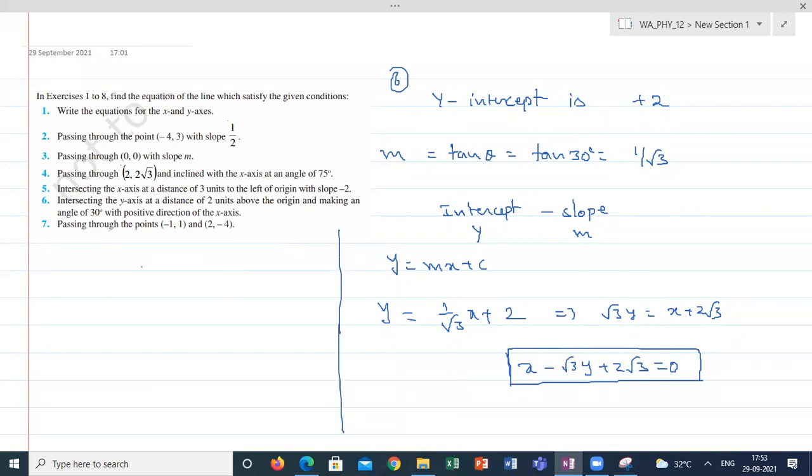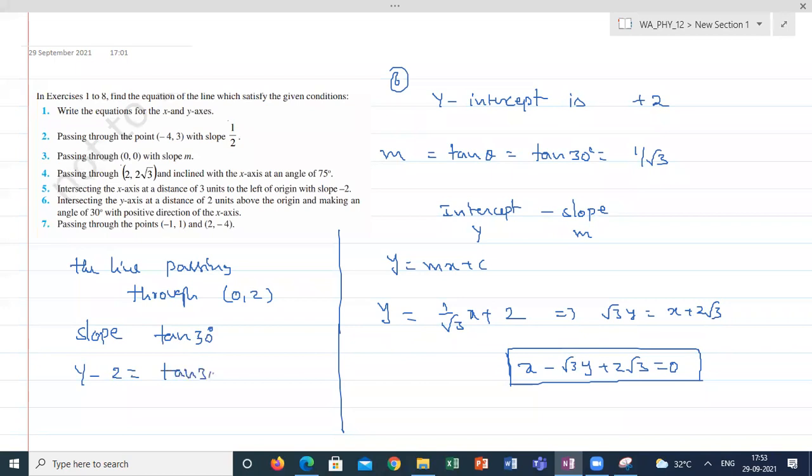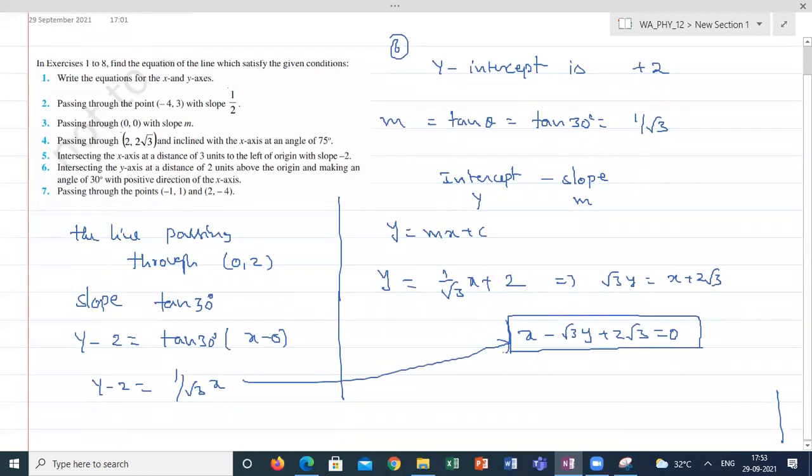Or we can see it like this. Why? The line is passing 2 units above the origin, which means the line is passing through (0, 2) and the slope is equal to tan 30. You can use y minus 2 is equal to tan 30 into (x minus 0), the slope and point form. So y minus 2 is equal to 1 by root 3 x. If I'm simplifying this one, I will get the same equation. So this is how you can explain both ways. It's your wish. However you want, we can discuss.